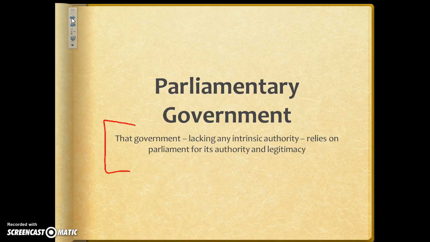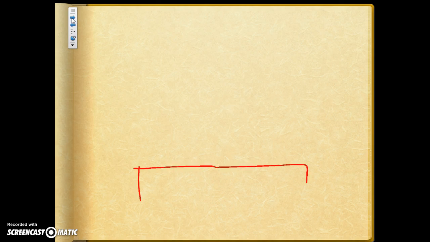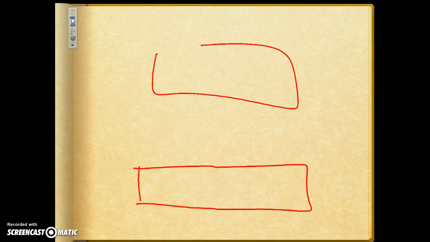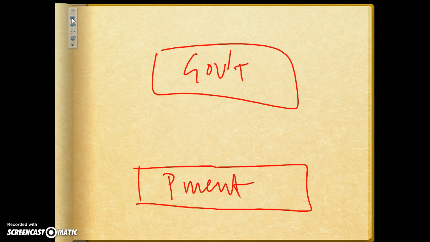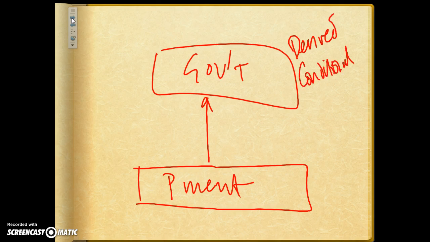Now, parliamentary government. Complicated idea, but it is absolutely critical that you understand that government, lacking any intrinsic authority, relies on Parliament for its authority and its legitimacy. Now, what does that mean? That means that when we voted, we did not vote for government. Government was not part of our electoral deal with the people, with the Parliament. What we did was vote for Parliament, and from Parliament, government emerges. Parliament has legal authority. Government has derived authority, and it is entirely conditional on it meeting the terms of parliamentary government.